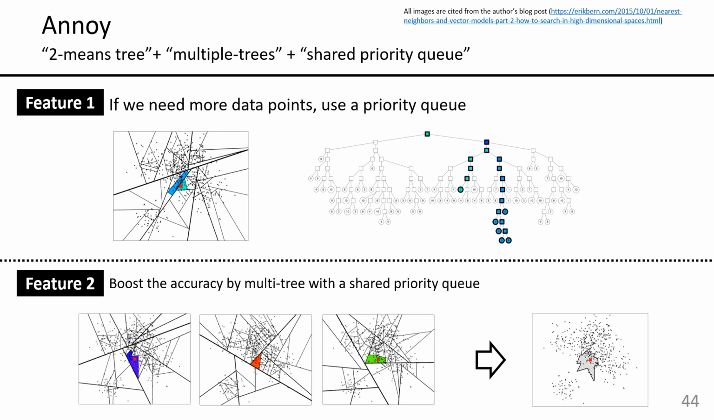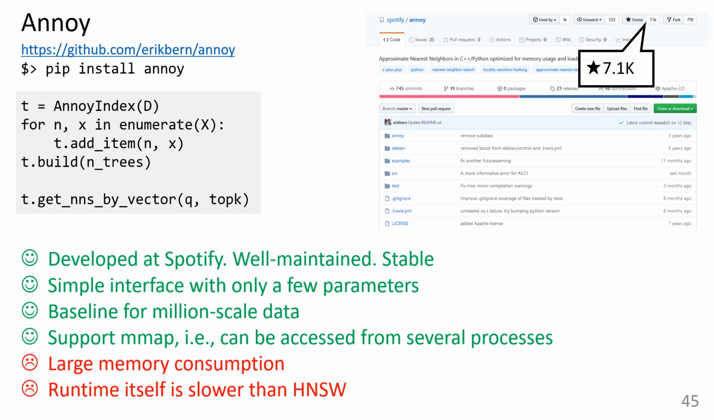One feature is that if we need more data points, we can use a priority queue. That's the same as KD tree. Another feature is that if we'd like to boost the accuracy, we can use multiple trees with a shared priority queue. We can prepare several trees and run search, then merge the results like this. So this region is better than each individual region. Okay, so this is Annoy.